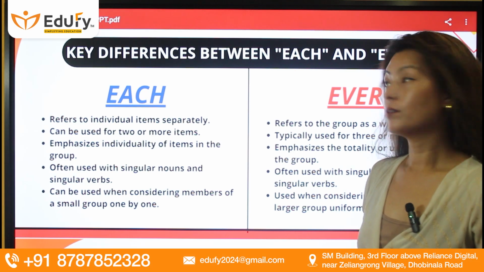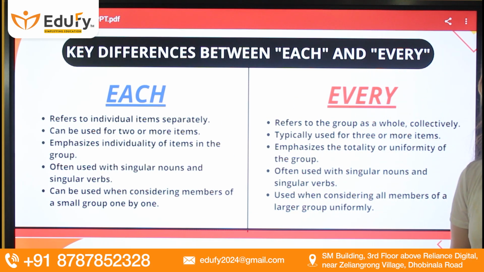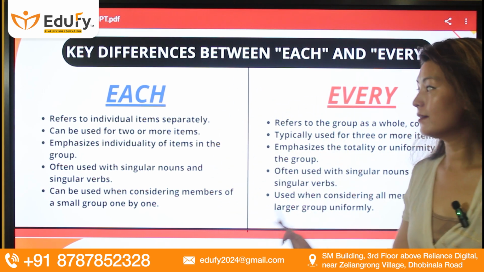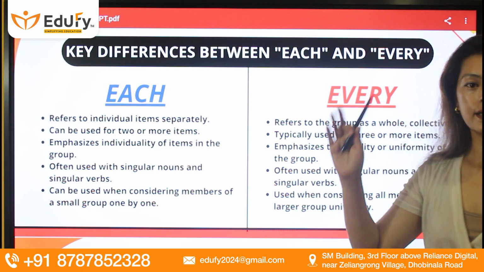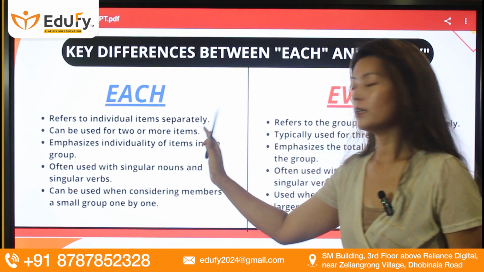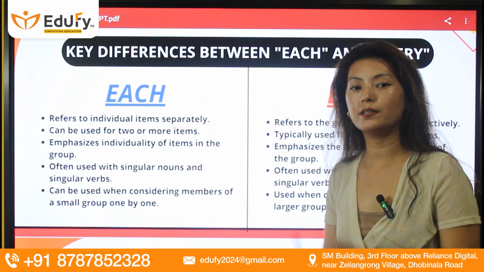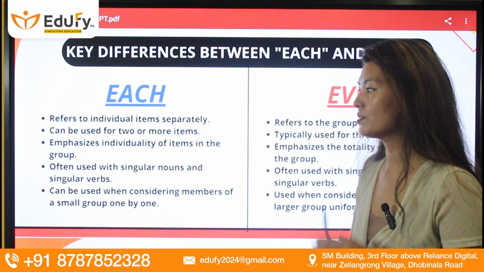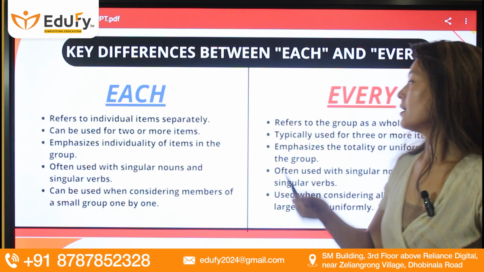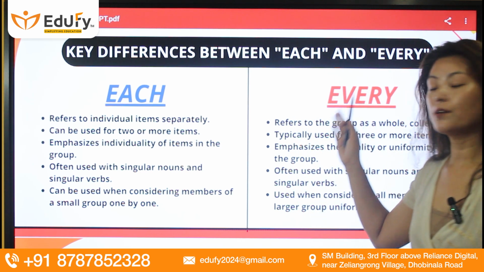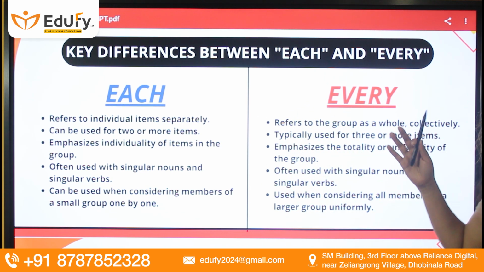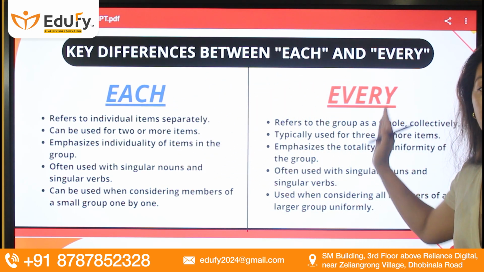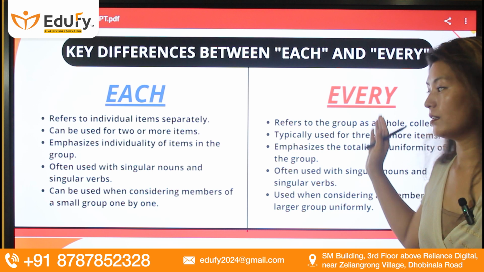So now we will focus on the key differences between each and every. The two points have been placed beside one another. When we look at the first point, like I said, each refers to individual items separately. Whether it is two or more than two, it will always talk about separate individuals within the nouns. Next, we have the word every. Every refers to the group as a whole, collectively. So the main difference is one is individualistic in nature, one is collective in nature.